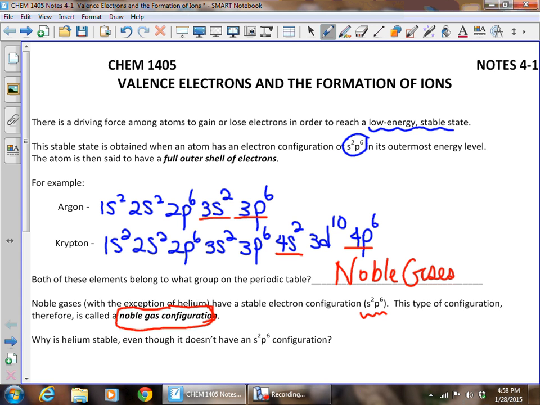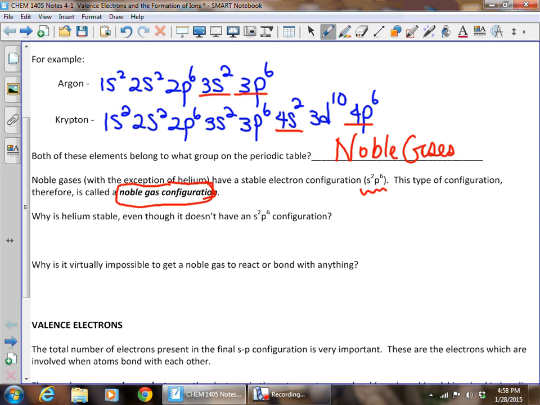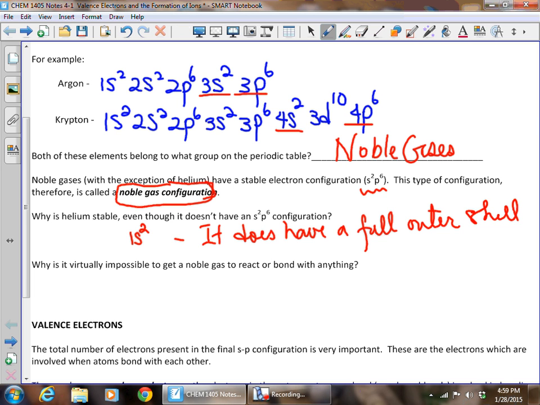So why is helium stable even though it doesn't have this s2p6 configuration? Well, if you remember, helium is simply a 1s2. But that 1s, that first energy level, all it has is that s sublevel with 2 electrons in it. That's the maximum it can have. So it does have a full outer shell. It just happens to be small. Its outer shell just happens to be its first shell.